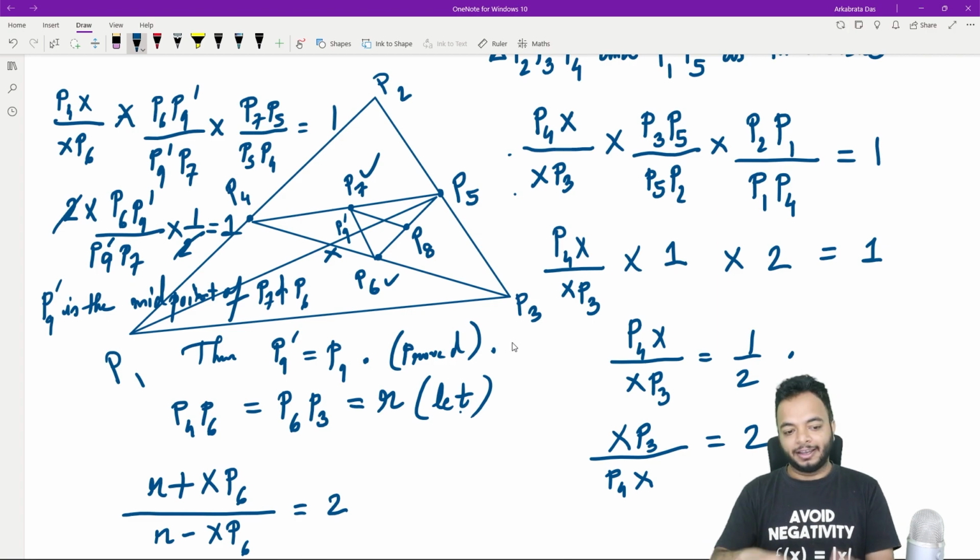And yes, I have written it like this. You don't have to write it like this because the figure would not be viewable. So that's the proof using Menelaus theorem. And yes, the first part was done by induction.